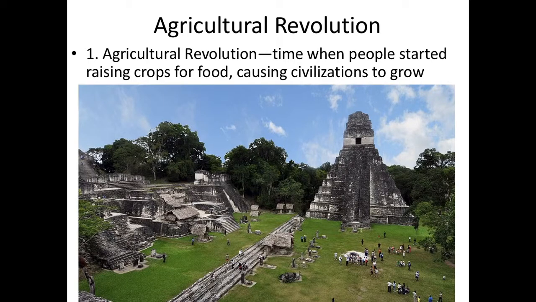And when you do that, civilizations are going to be able to pop up like the one in the picture here. When you're not having to worry about food and having to chase food around, you're able to start making a government and creating a society and stuff like that. You're not really able to do that with the nomadic, they called it hunter gatherers. And that kind of went away with the agricultural revolution.